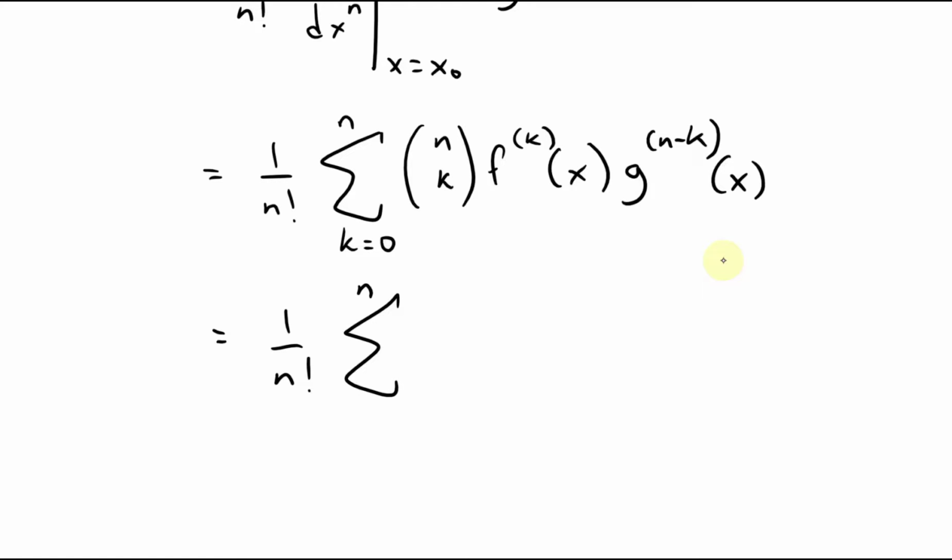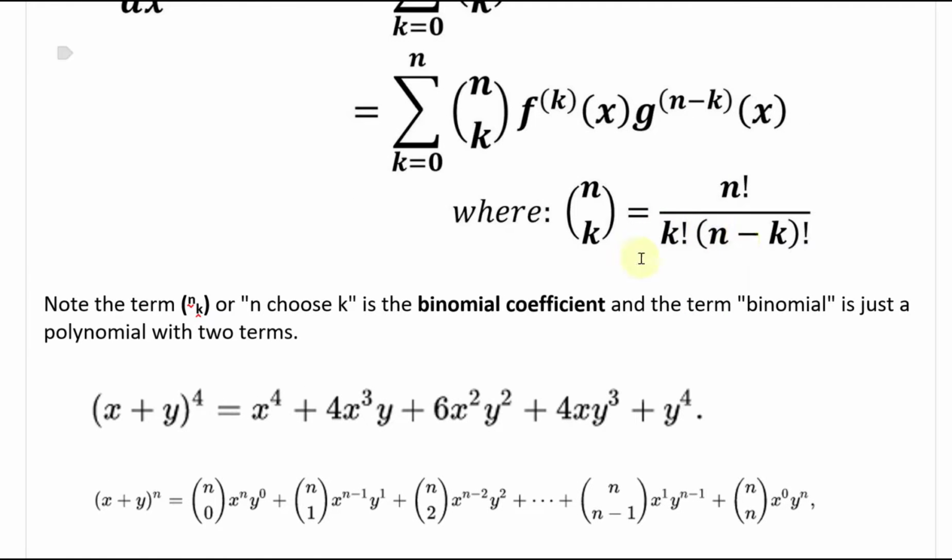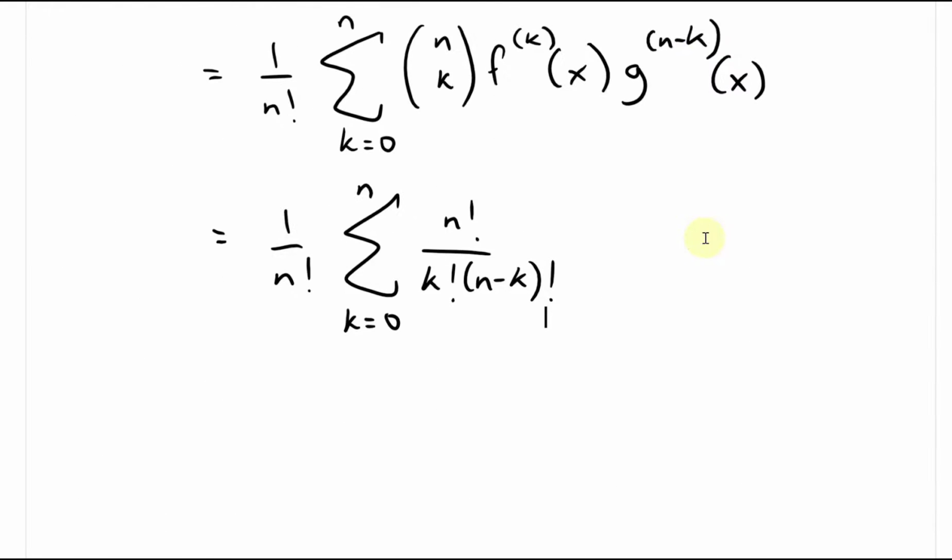This is going to be n, k equals 0. This is going to be n factorial over k factorial n minus k factorial. Let's just double check one more time. Yeah, that's correct. And now this is going to be f of k of x, and then g n k of x, like that.